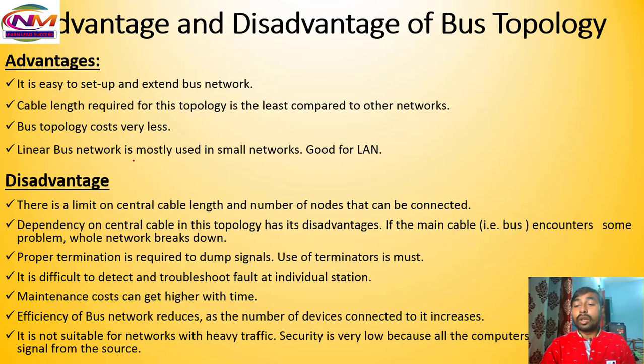Security is very low because all the computers receive the signal sent from the source. So this is also one of the disadvantages: if we want to share any information, there will be no kind of security and no kind of privacy. From the source station to the destination station, every individual machine is ready to see the messages, so security is also not possible in this topology. So students, you have understood the advantages and disadvantages of bus topology.